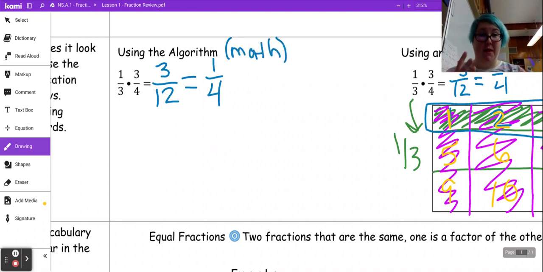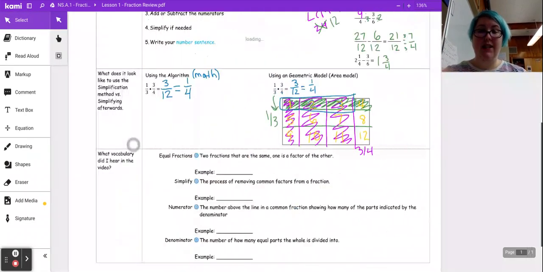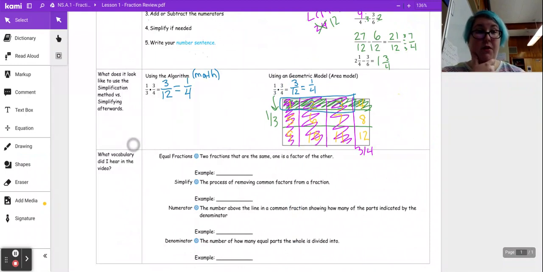So the picture shows us why the algorithm, why the math, works. I'm going to put this here because you're going to hear algorithm and model. The picture, the model, shows why the algorithm, the math, works. So make sure that you are writing down examples of vocabulary. I'm here if you have questions.